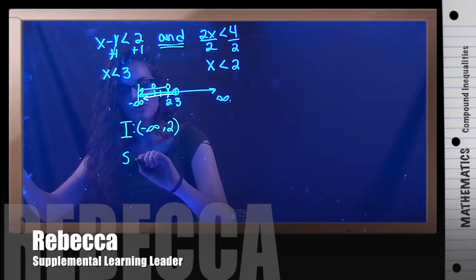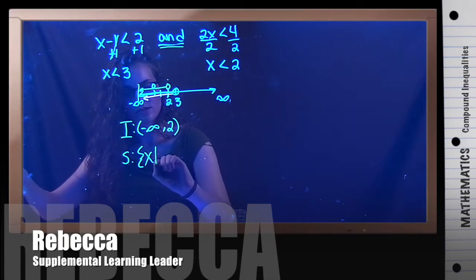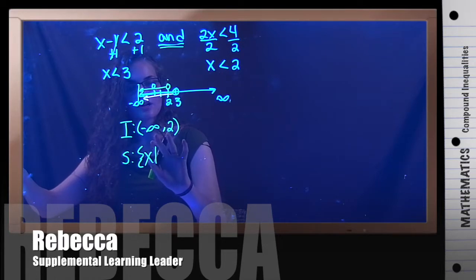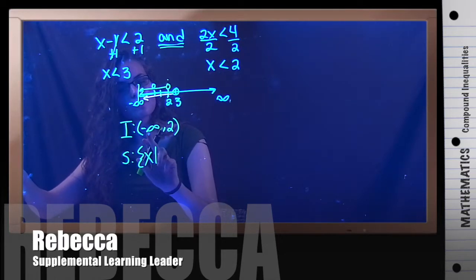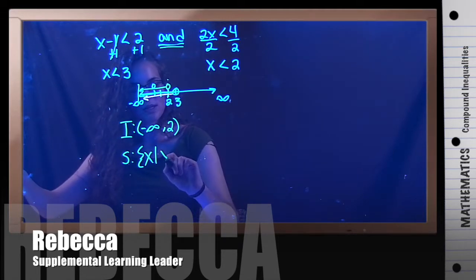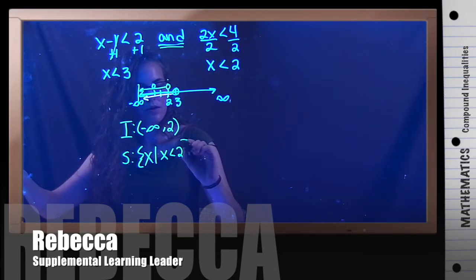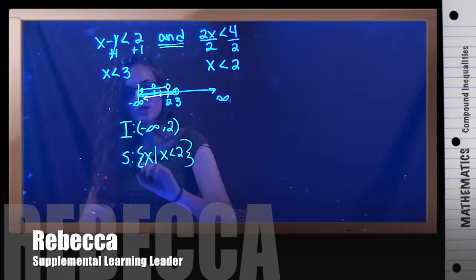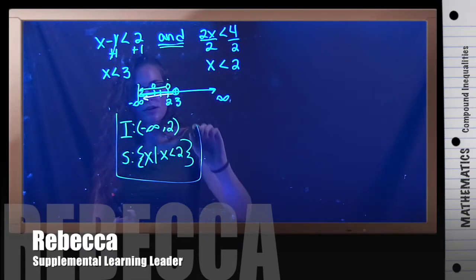Now if we do set builder notation, our variable is x, so x such that, and now we look at our interval. Our interval goes from negative infinity to 2. So all of these numbers are less than 2. So we can say x is less than 2. Again, we don't use the equal sign because this is not a bracket. And we close. So this is our solution.